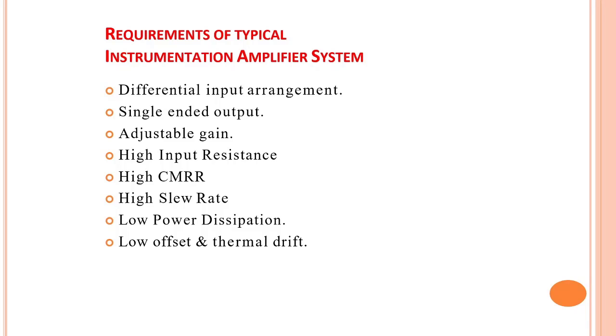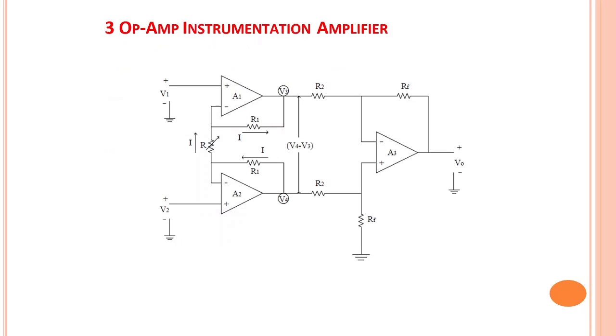Its amplification of the differential signal in the presence of common mode noise should be very good, that is a high CMRR. It should have a high slew rate so that it can respond very quickly to changes in the input. It should have very low power dissipation, and a very low offset voltage and thermal drift. This is the typical circuit diagram of the instrumentation amplifier.